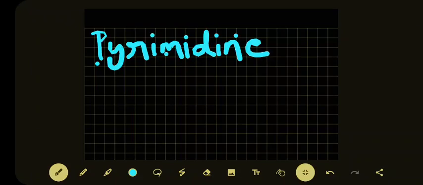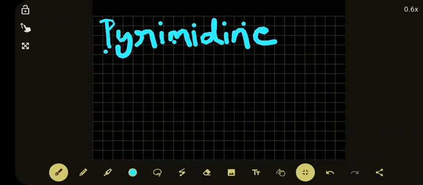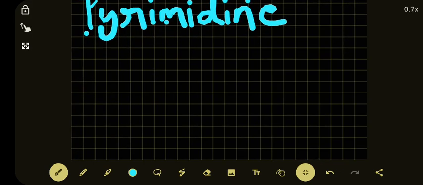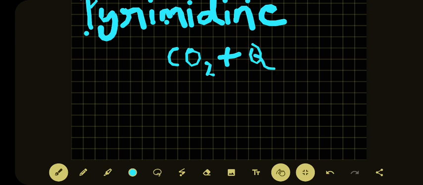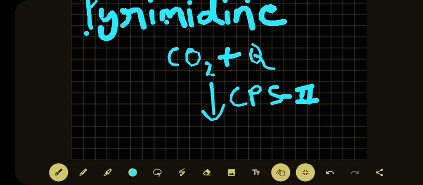The topic is pyrimidine synthesis. So we'll see how the pyrimidine synthesis occurs. It starts by combination of carbon dioxide and glutamine. Q is a glutamine amino acid. So the enzyme here is carbamoyl phosphate synthetase 2. It is available in the cytoplasm.